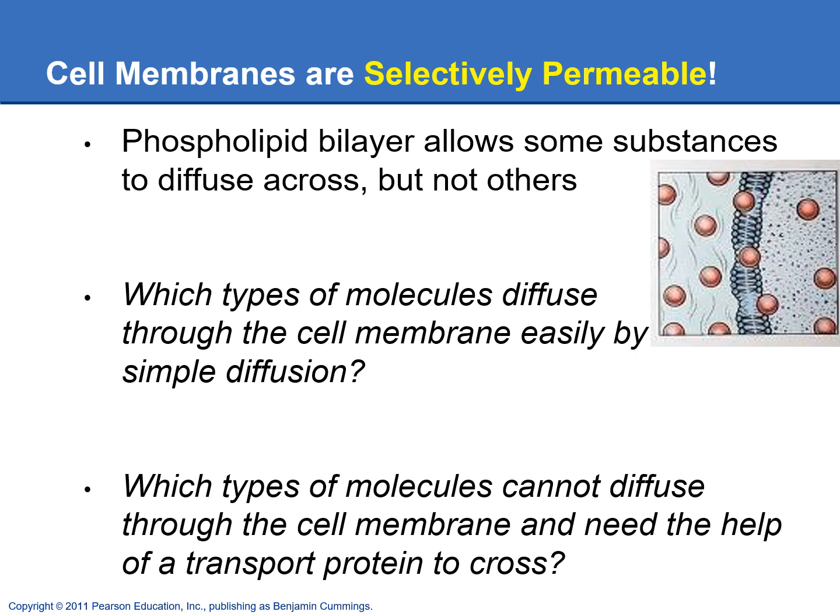So remember that cell membranes are selectively permeable. So the phospholipid bilayer, remember, allows some substances to diffuse across but not others. So the first question, which types of molecules diffuse through the cell membrane easily by simple diffusion?